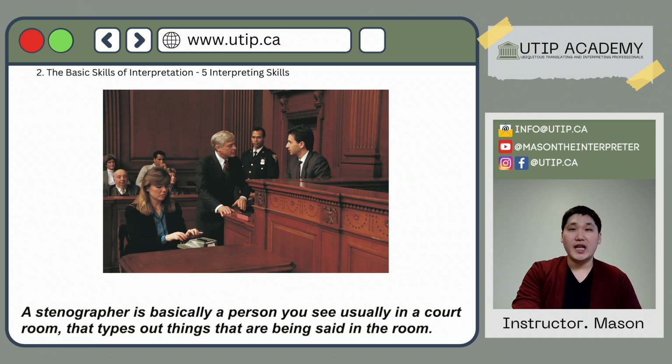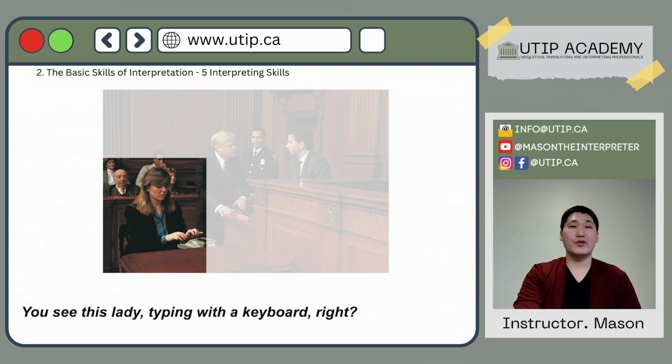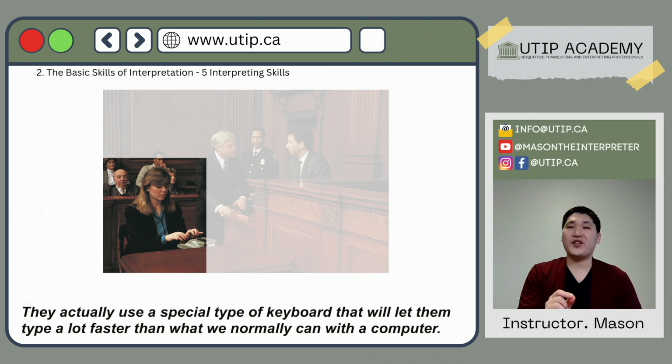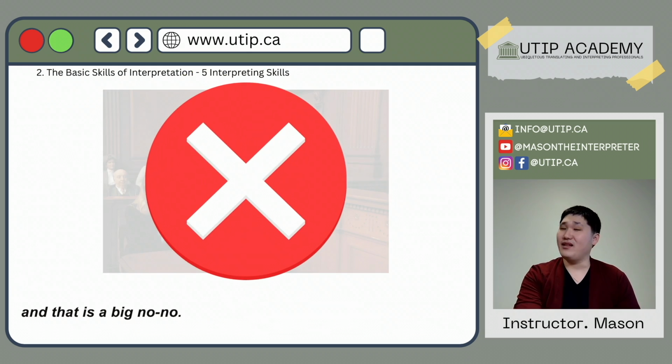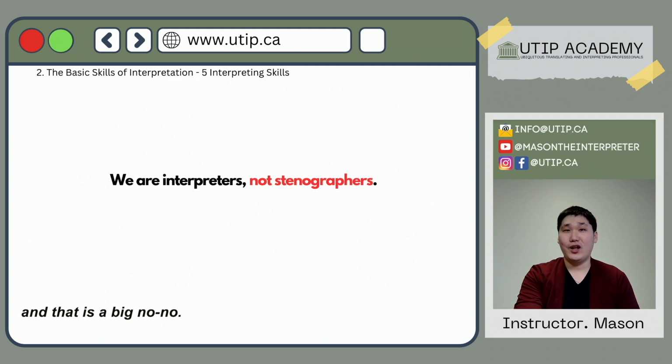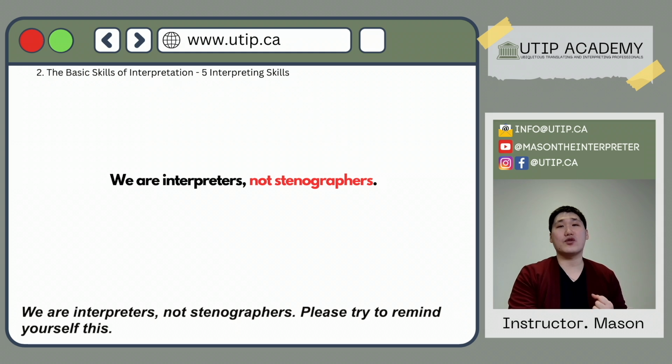A stenographer is basically a person you see, usually in a courtroom, that types out things that are being said in the room. You see this lady typing with a keyboard, right? They actually use a special type of keyboard that will let them type a lot faster than what we normally use for a computer. Many interpreters try to work like a stenographer. And that is a big no-no. We are interpreters, not stenographers. Please try to remind yourself this.